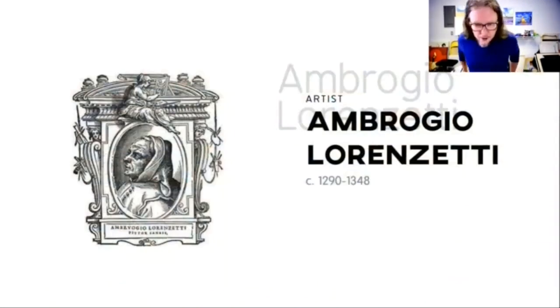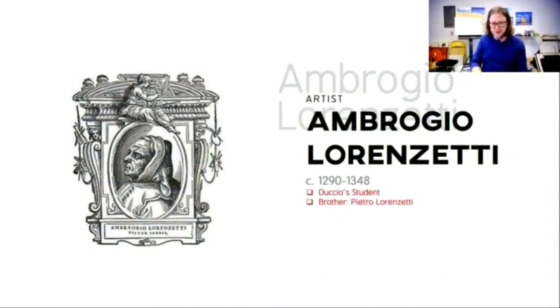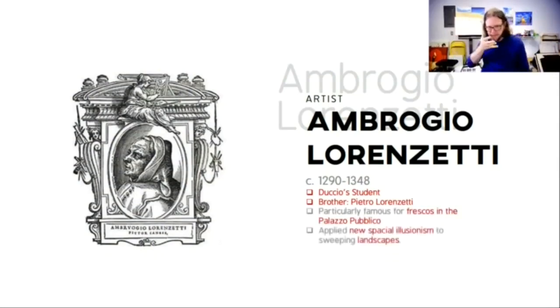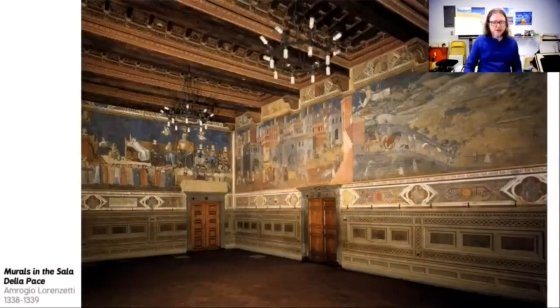Now, Ambrogio Lorenzetti, right? He's the brother to the other Lorenzetti that we just talked about. Also Duccio's student. He's particularly famous for his frescoes that are in the Palazzo Pubblico that we just looked at. And his contribution was adding new spatial illusionism to sweeping landscapes. For what his brother's doing for smaller spaces, he's doing this for really big, wide spaces. All right, so these are the murals that he painted.